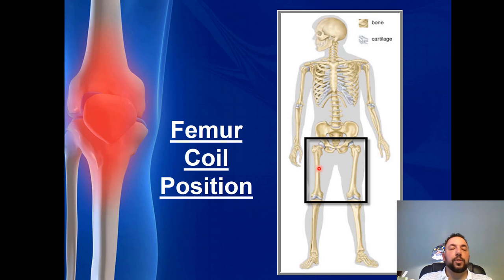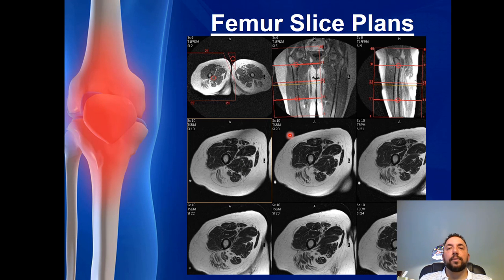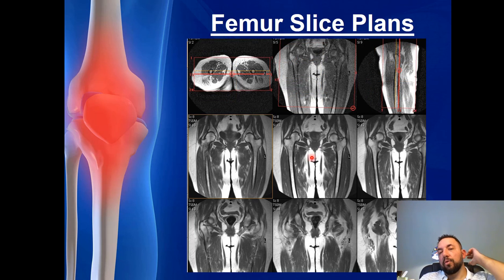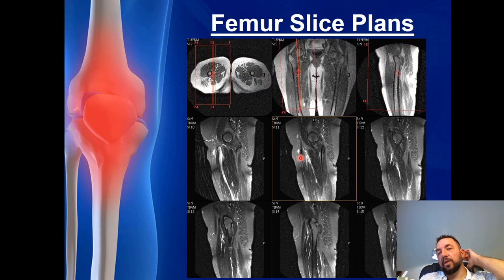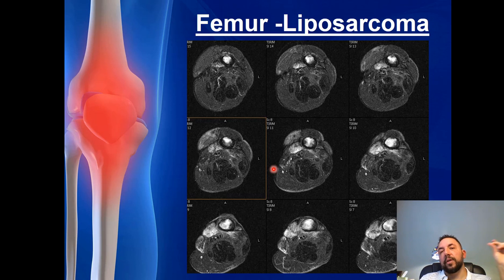Coil position, we do want to be adequate to get from joint to joint. Again, usually an abdominal or torso coil or anterior coil with posterior elements is adequate. So that again, you're going to keep those axial slices with a field of view that's low, and then the coronal and sagittal with a larger field of view to cover the area of interest.